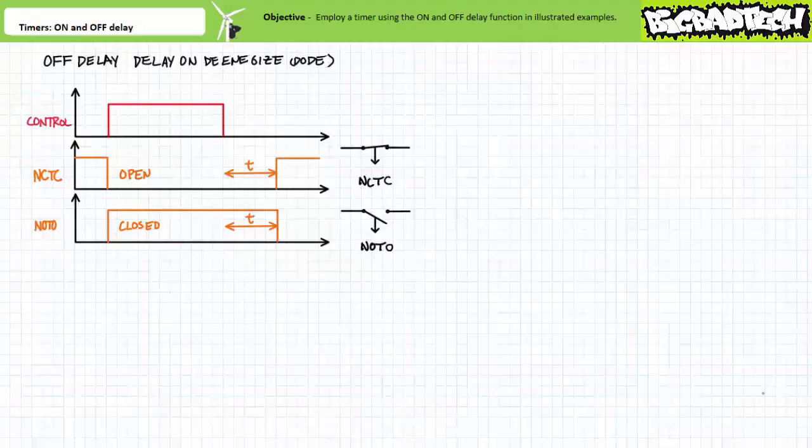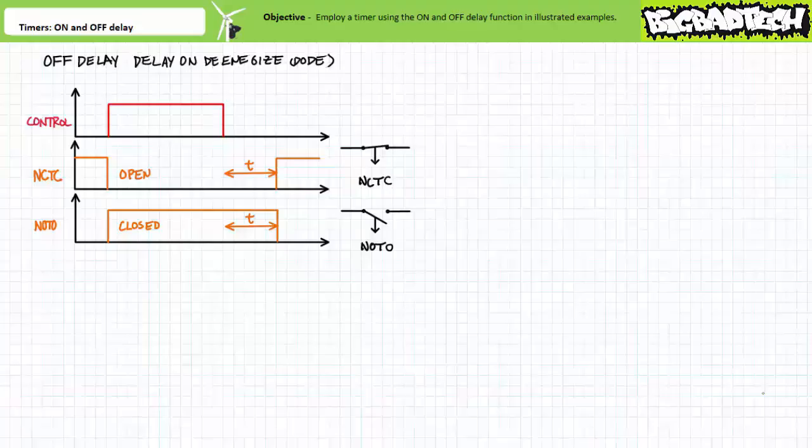A timing diagram of a timer executing the off-delay function, sometimes called a delay on de-energize, or DODE, would look like this. When the controlling input is energized at this instant here, the associated contacts quasi-instantaneously switch to their opposite state, just like a regular control relay. The normally closed time closed contact opens, and the normally open time open contact closes.